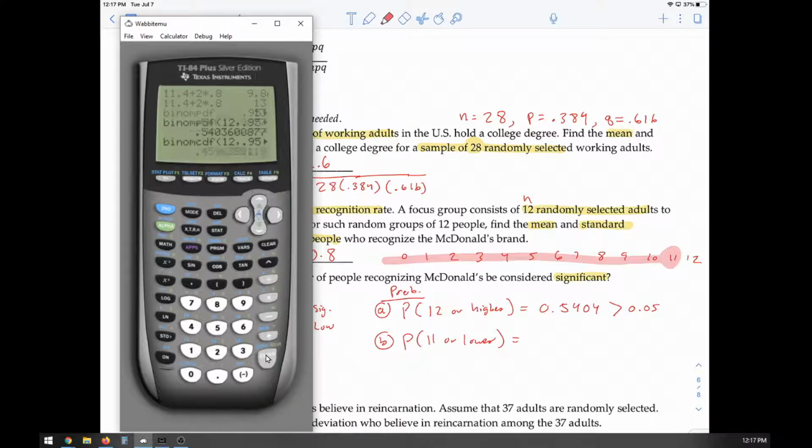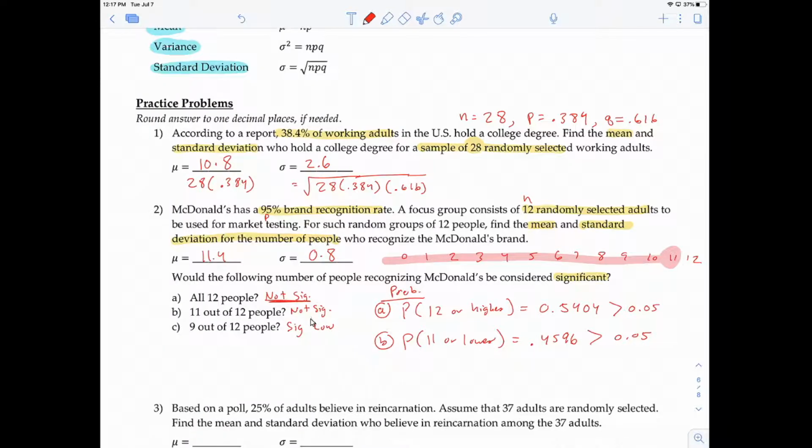and knowing that this is going to be our answer, right? So that is going to be our answer, which is approximately 0.4596. Which is definitely greater than 0.05. So in other words, when the probability of a result is not smaller than 0.05, or in other words, it's high, then we say it's not significant, right?